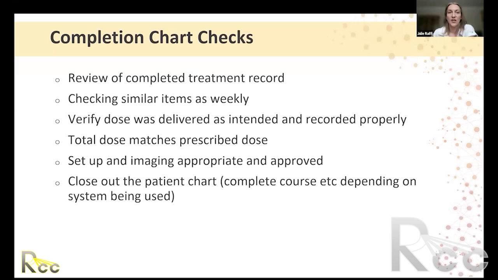There are also chart checks at the completion of treatment. These are similar items to weekly chart checks, making sure that the dose was delivered as intended, making sure that it was the complete dose that was prescribed, and then making sure that appropriate setup and imaging were used. And then you might have different closeout procedures for the patient chart, depending on your software and your workflow, like completing the course at the end of treatment, so it's no longer available at the treatment machine.